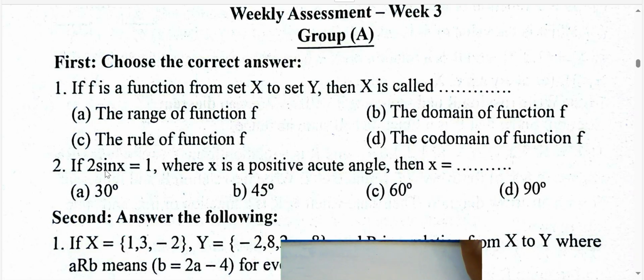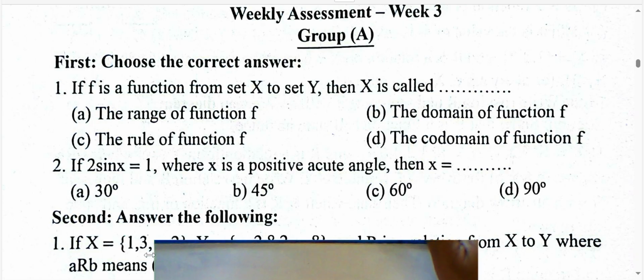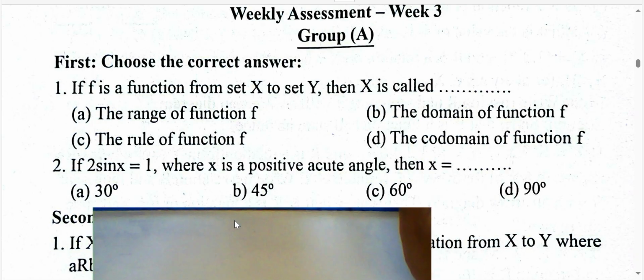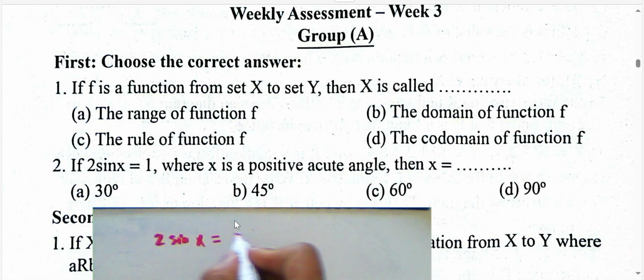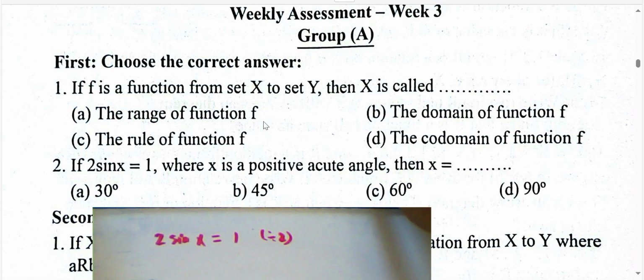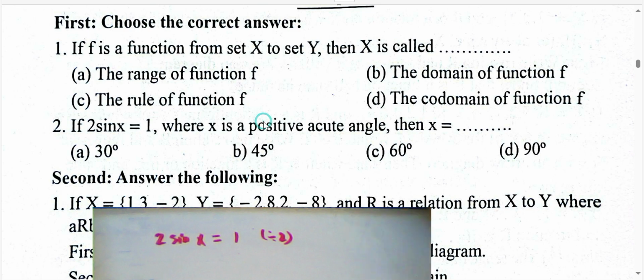Okay, question number 2. If 2 sine x equals 1, where x is a positive acute angle, what is the value of x? We know sine of 30 equals a half. We can divide first by 2 to cancel the coefficient of this function. We have 2 sine x equals 1, we must divide by 2. Then sine x will be 1 over 2.